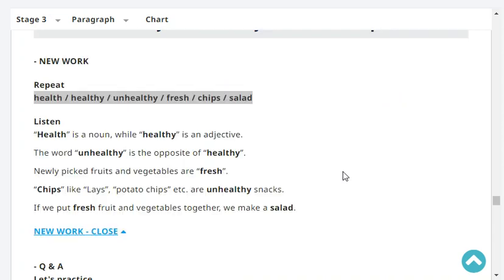The word health is a noun, while healthy is an adjective. The word unhealthy is the opposite of healthy. Newly picked fruits and vegetables are fresh. Chips like Lay's, potato chips, etc. are unhealthy snacks. If we put fresh fruits and vegetables together, we make a salad.